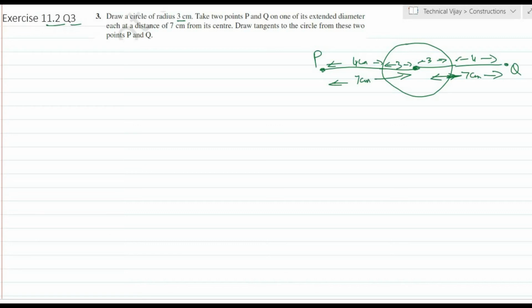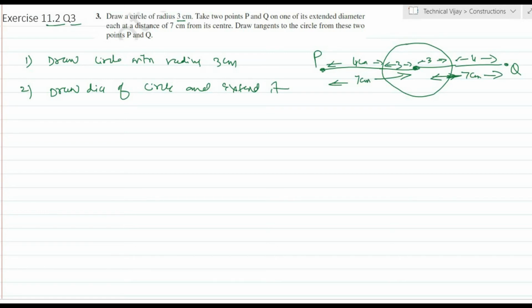So now, after that, what do we have to write as steps? Draw a circle with radius 3 centimeter. Okay. Second one, draw a diameter of the circle and extend it. And also mark points P and Q 7 centimeter from the center of the circle.